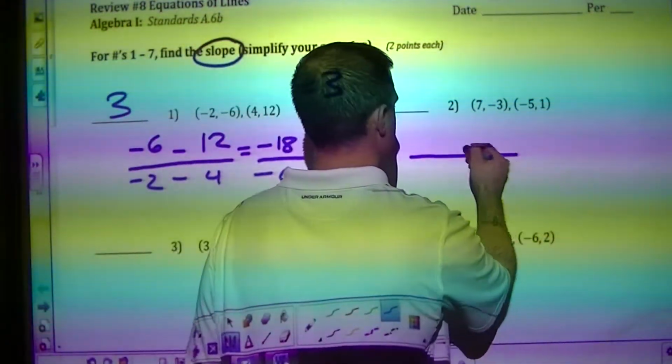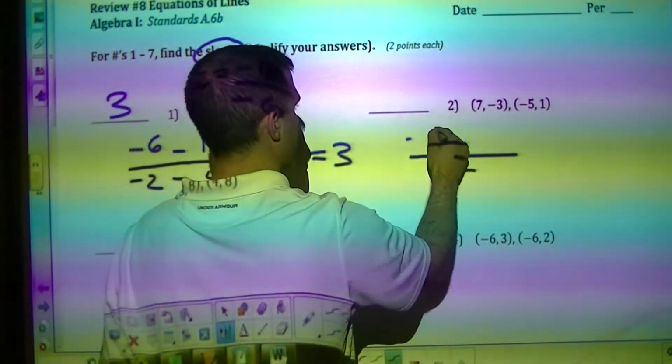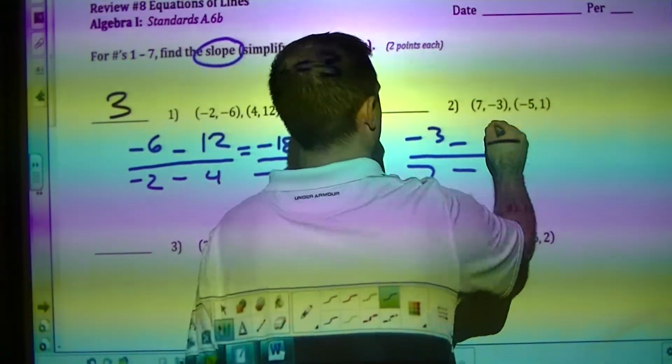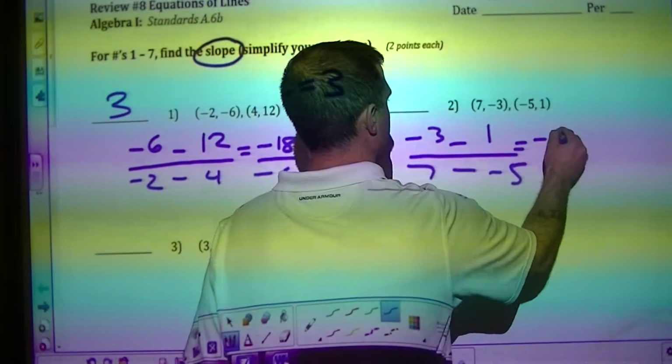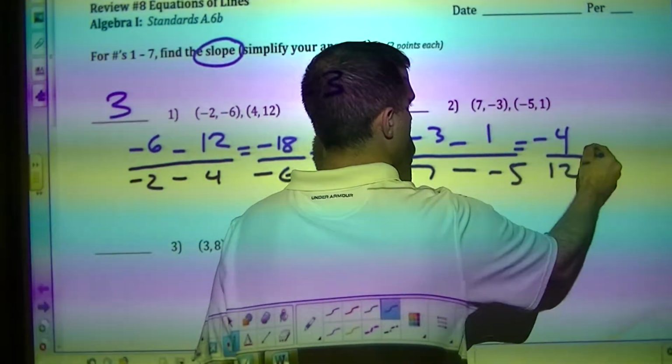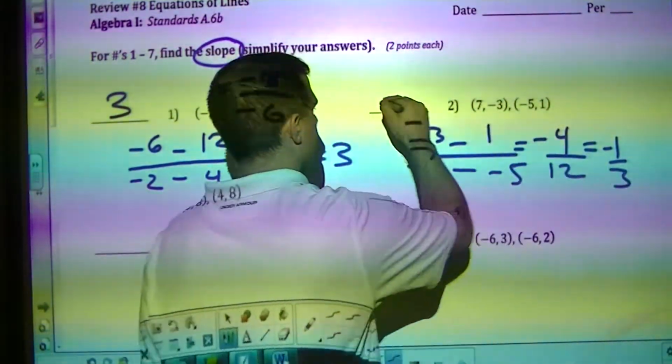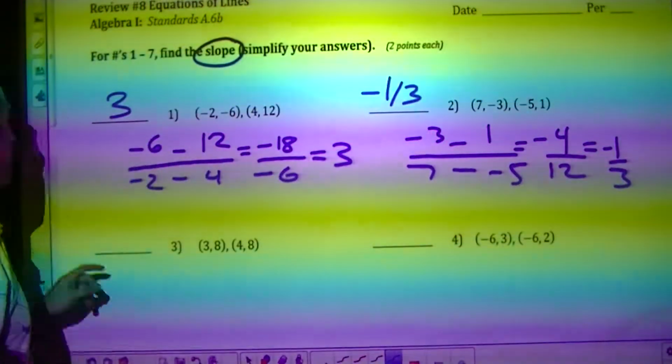Alright, this one, turn the wheel to the left, -3 and 7, 1 and -5, so that's -4 over 12. If you divide those, you get -1/3. Okay?